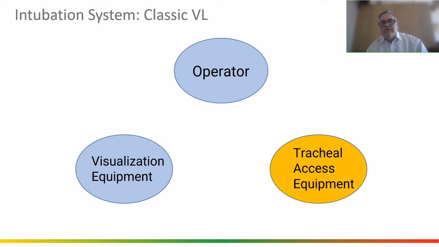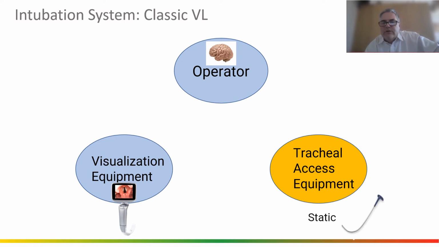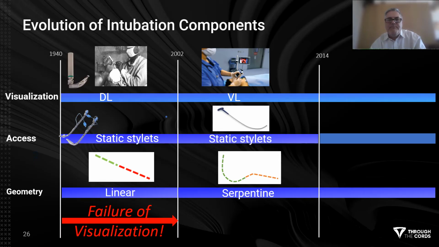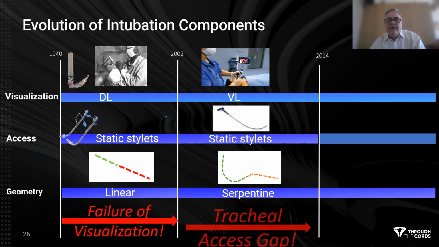This is what our classic VL system looks like: single operator, panoramic and stable vision from a video laryngoscope, which is great. Tracheal access equipment is mostly static, rigid stylets that solve the primary curve only. So now our problem with video laryngoscopy is tracheal access. That's why we're failing. Back to our timeline.